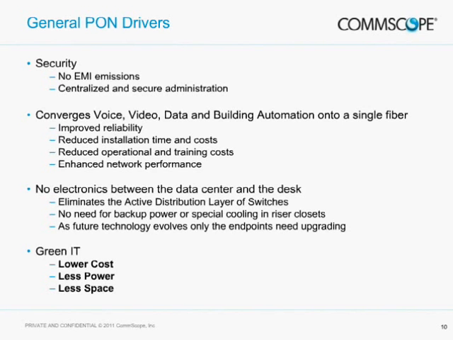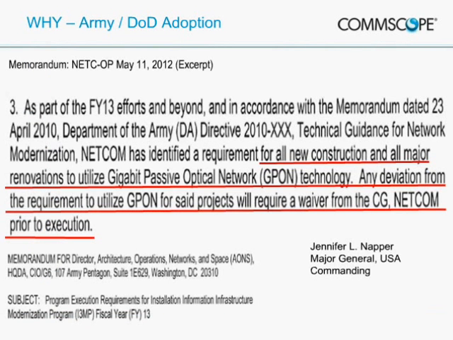One of the big drivers, and this is one of the slides you'd be interested in when you get the slide deck, to have the full deck, because you'd be able to see there's two memos here. The primary memo is back in April 2010, where the CIO of the Army, General Sorensen, sent out a memo and said that all camps, posts, and stations undergoing modernization shall aggressively adopt GPON and broadband wireless technologies by fiscal year 2013 in order to decrease operating costs and capital expenditures.